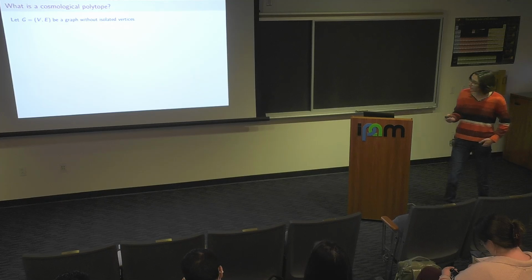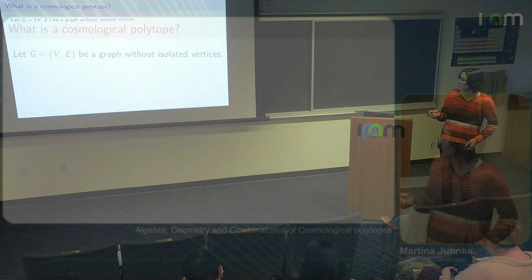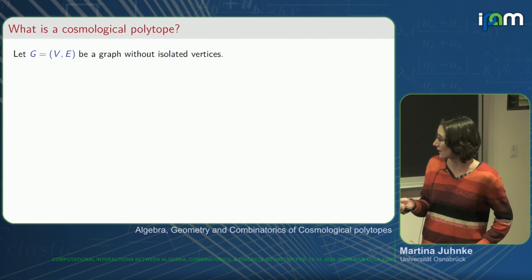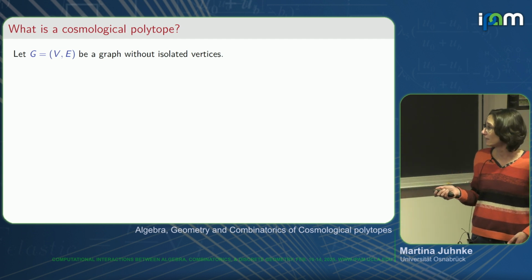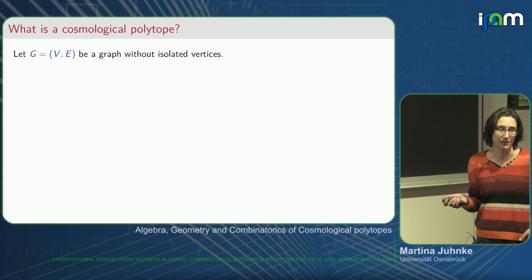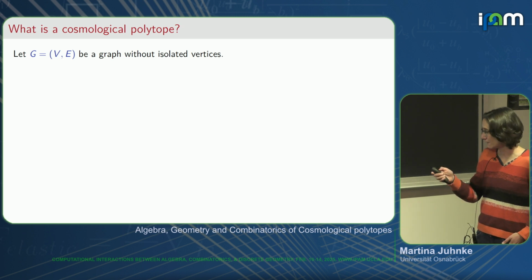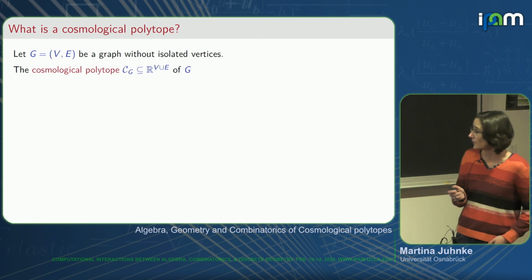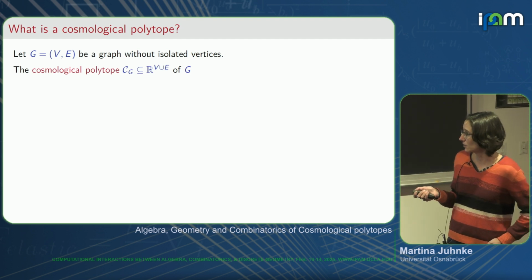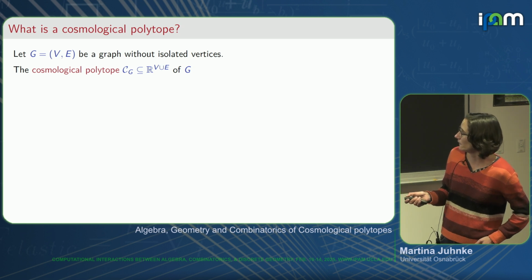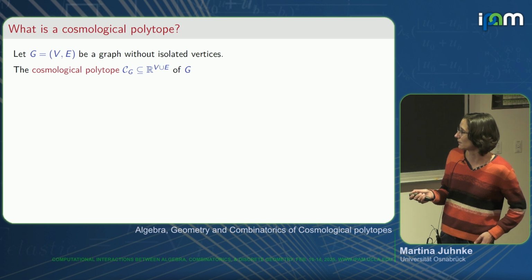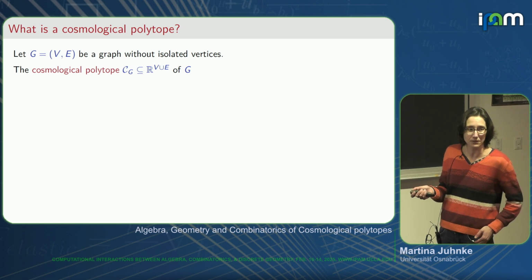So what is the cosmological polytope? You start with a graph G with vertex set V and edge set E. This graph just should not have isolated vertices. However, it's allowed that you have multiple edges, so it does not have to be a simple graph. And then you define a polytope, which is a lattice polytope, which lives in R to the V union E. So you have a coordinate for each vertex of your graph and for each edge of your graph.